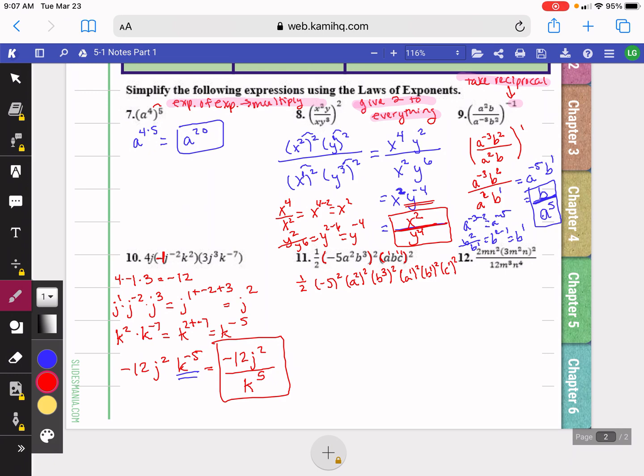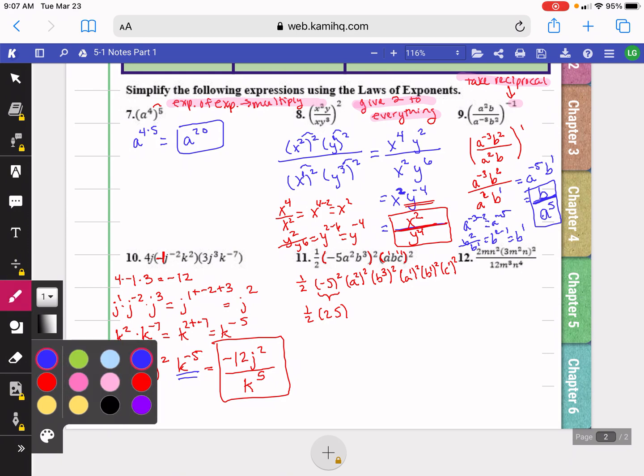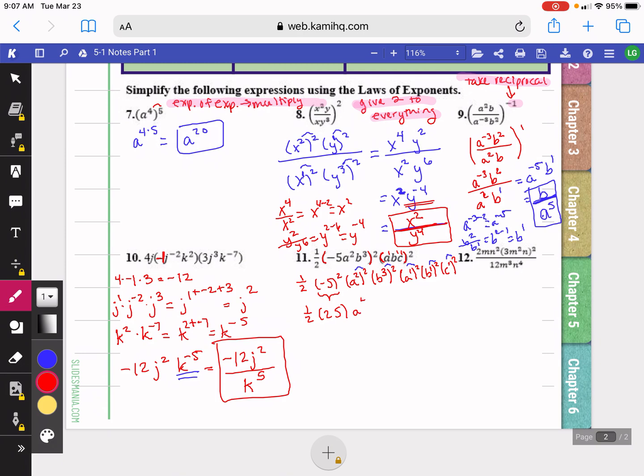Now, -5 squared, we do like we normally do. So it's -5 times -5, which is 25. And then remember, when you have a power of a power, you're going to multiply these numbers. So all these numbers we're multiplying times each other. So I get a to the 4th, b to the 6th, a squared, b squared, c squared.